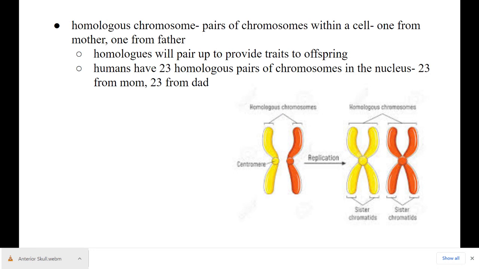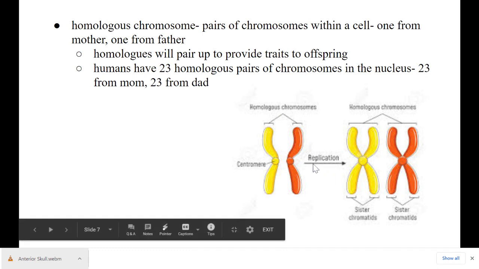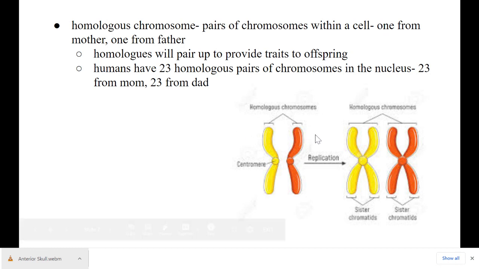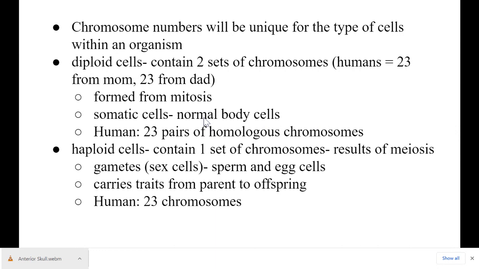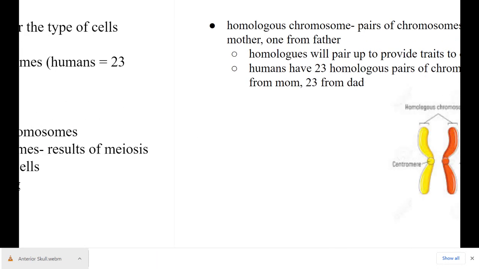So we have 23 homologous pairs. When the cell is about to divide, all of those things are going to copy or replicate. So now I have 23 homologous pairs of sister chromatids. Okay, I know this is a little confusing, but we're going to go over this more and more, and you'll see how this works. So homologous pairs or homologous chromosomes: within a homologous pair, there's one from mom and one from dad. In humans, we have 23 pairs of chromosomes. And I'm going to stop there with this video.